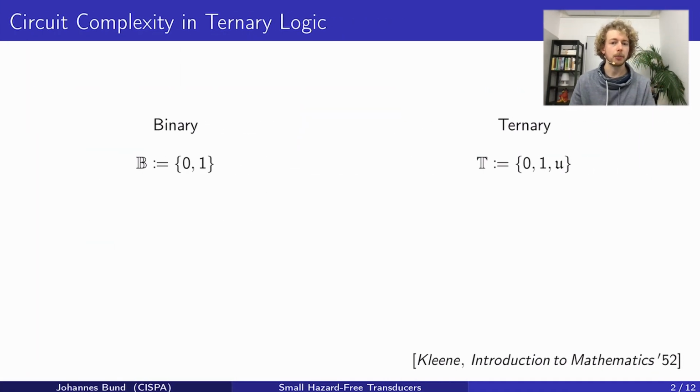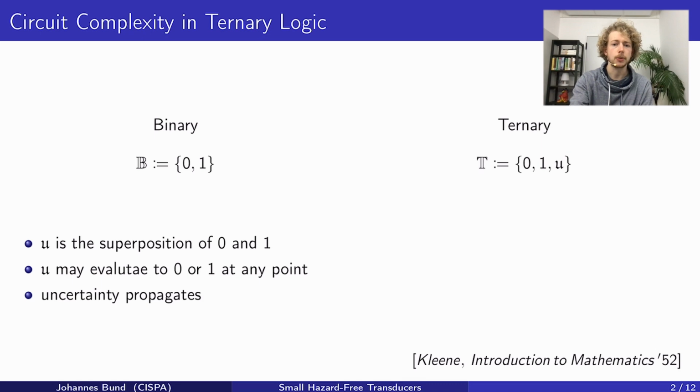What we are studying is the complexity of circuits in ternary logic. The variant of ternary logic we are looking at was introduced by Stephen Cole Kleene. What we do is we take the set of Boolean values and add a third logical value. The value is called u, which is an abbreviation for uncertain. U can be regarded as the superposition of the Boolean values, which means that u may evaluate eventually to 0 or 1, but the evaluation of u is unpredictable. So for worst case analysis, we say that uncertainty propagates. A u will always stay a u.